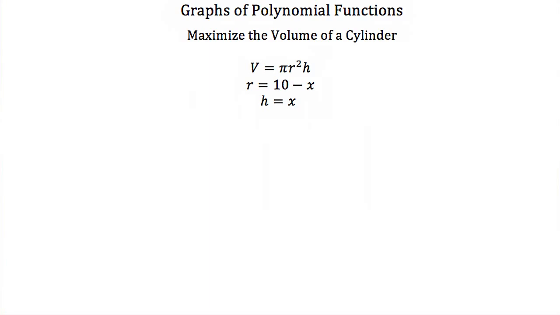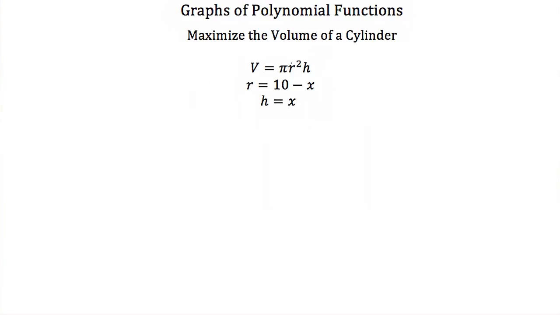So now let's see how we can use this information about graphs of polynomial functions to maximize the volume of a cylinder, say. Now the volume of the cylinder is equal to pi r squared times h, where r is our radius and h is the height of the cylinder. And we're told that r is equal to 10 minus x, and that h is equal to x.